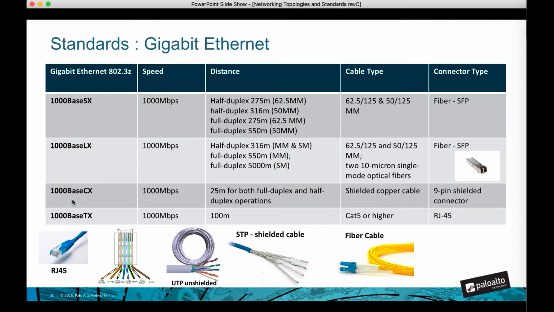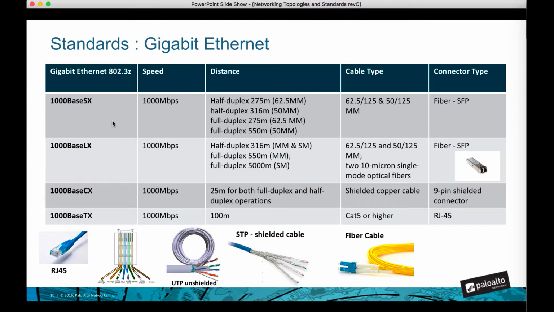Next is 1000BASE-CX, still running on copper cable, but it supports a lower distance, 25 meters only. But they're using a shielded copper cable, which means the protection from noise is better compared to the UTP type cable. And the connector that is used is a 9-pin shielded connector.